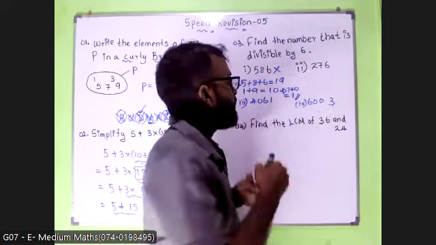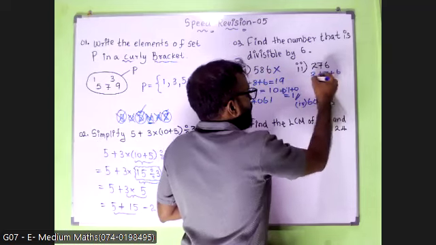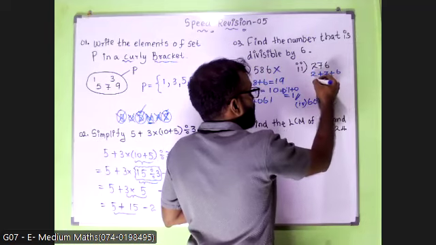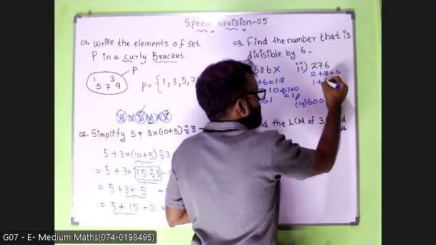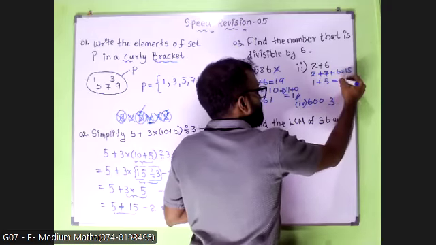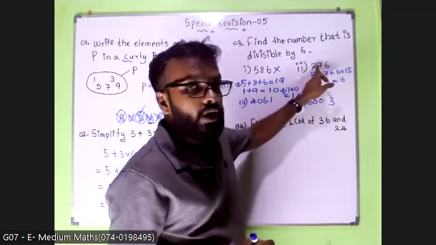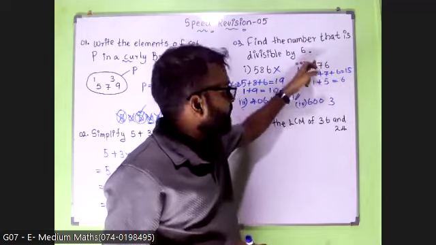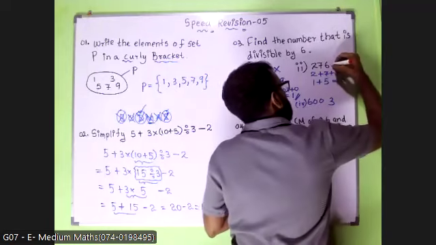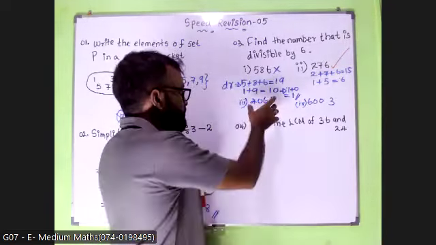2 plus 7 plus 6. 9 plus 6, 15. 15 can be written down again as 1 plus 5. 1 plus 5 is 6. So the digital root of 276 is 6. So definitely 276 can be divisible by 6. So let's check the other.